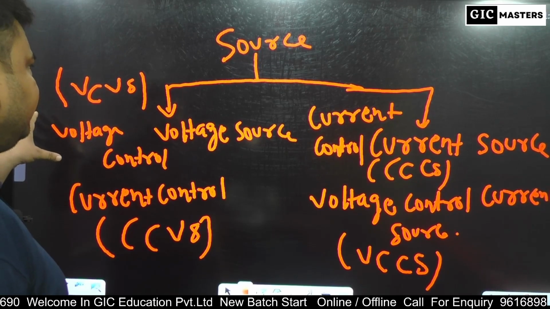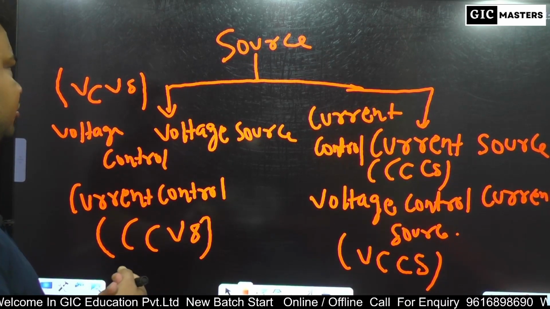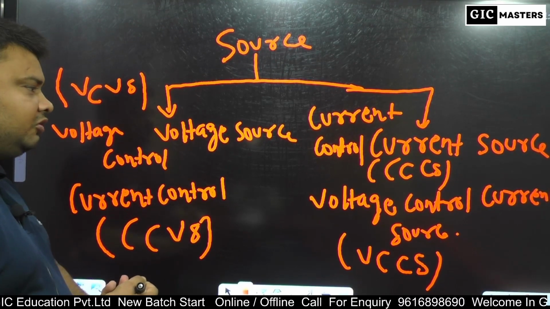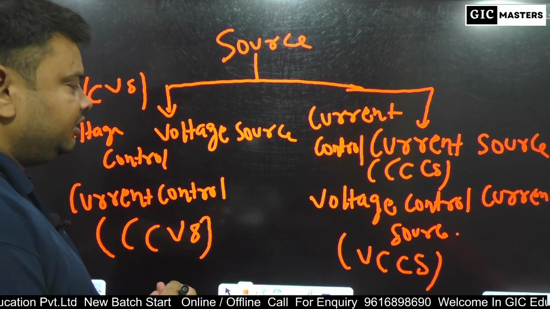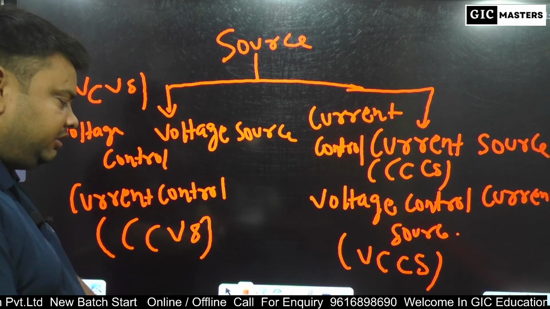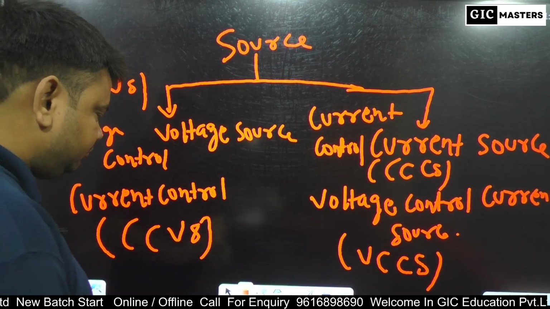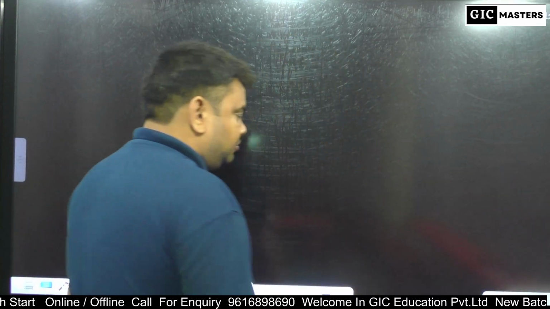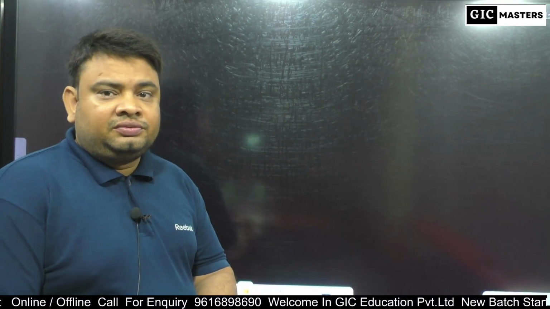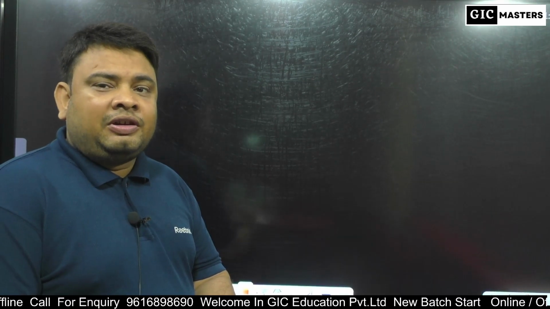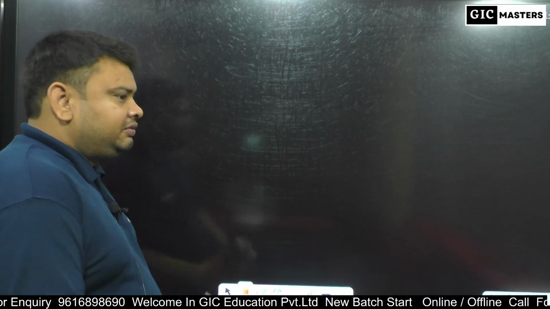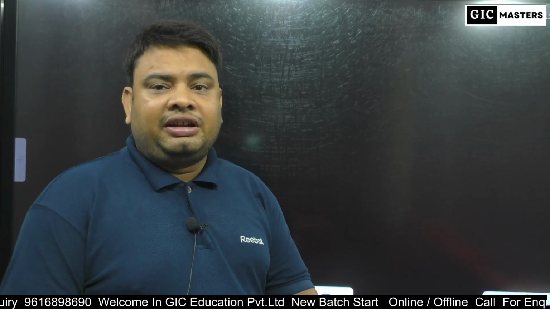So there are four types of source. One is voltage controlled voltage source, second is current controlled voltage source, third is current controlled current source, fourth is voltage controlled current source. After discussing current source, we discuss voltage divider rule and current divider rule. What do you mean by voltage divider and what is current divider?